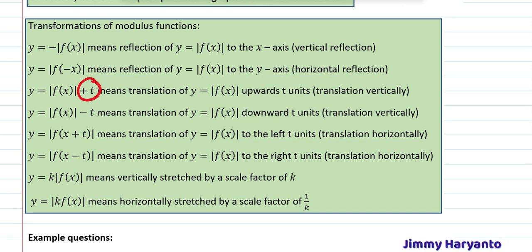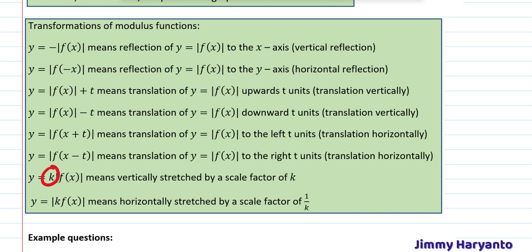Next, if you have plus t after the modulus function, that means upwards t units, you have to shift the curve upwards, going up t units. Translation vertically. Negative t means going downwards, translation vertically. And then x plus t means translation to the left, minus t means translation to the right.